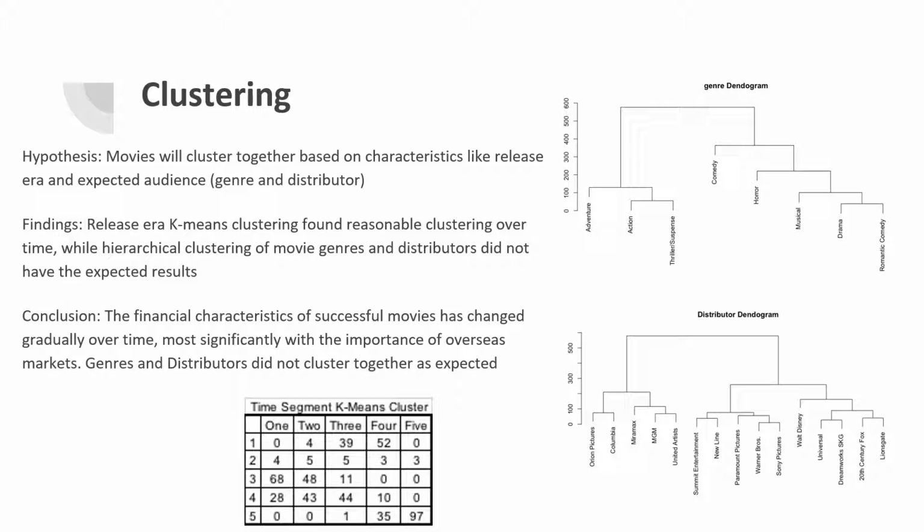The second hierarchical clustering analysis considered production distributors with the prediction that large studios would cluster away from small studios, but the clustering did not follow the expected pattern, the only takeaway being that characteristics of the most successful movies are widely distributed between large and small distributors.